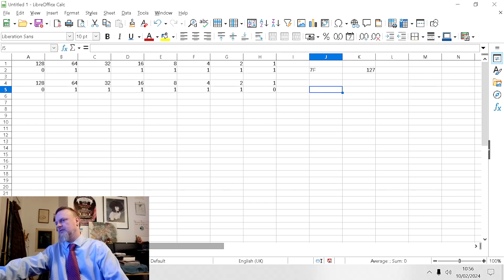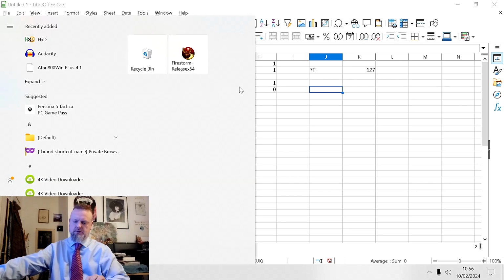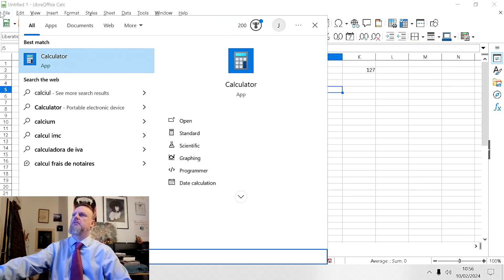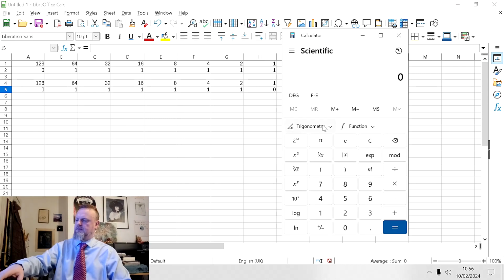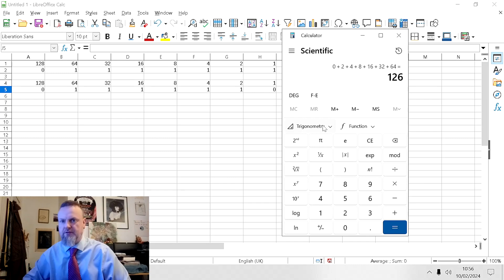So if I go back to my calculator, so this time we're adding 0 plus 2 plus 4 plus 8 plus 16 plus 32 plus 64, and it should be 126, which it is.